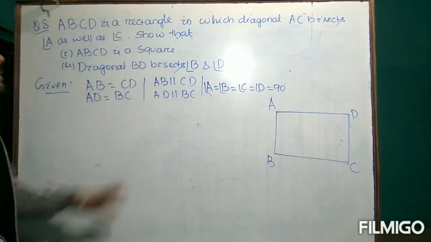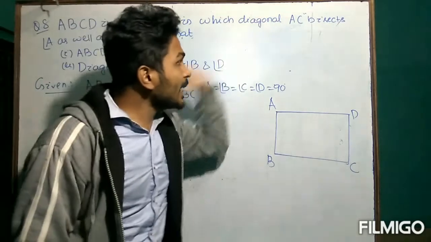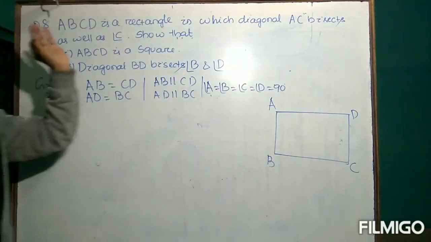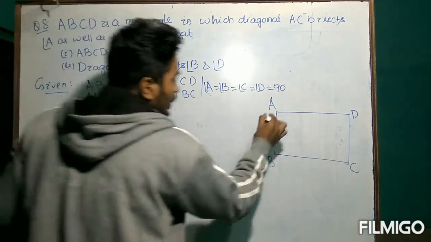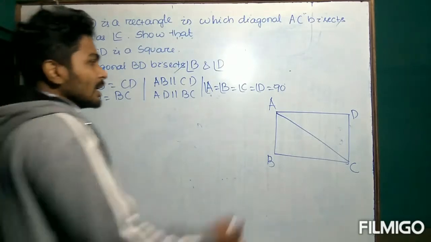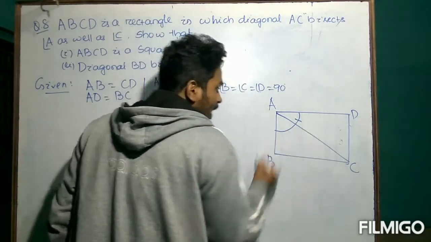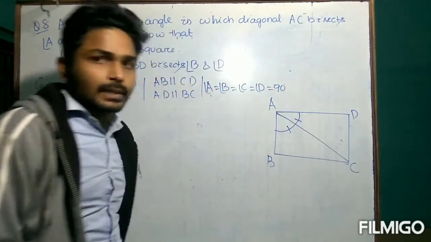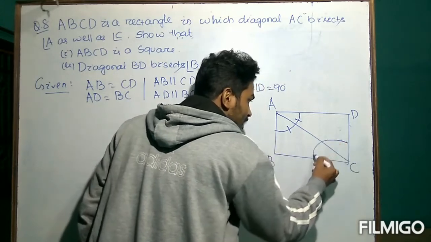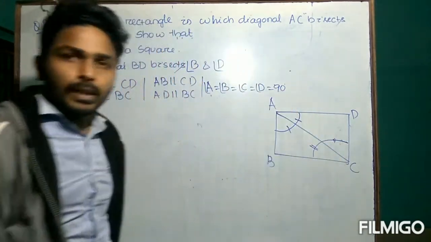So it is given that ABCD is a rectangle in which diagonal AC bisects angle A as well as angle C. If we draw a diagonal AC, then it is given that this diagonal bisects the angle A. It means this half is equal to this half. Clear? Similarly, this diagonal bisects the angle C. It means this half must be equal to this half.